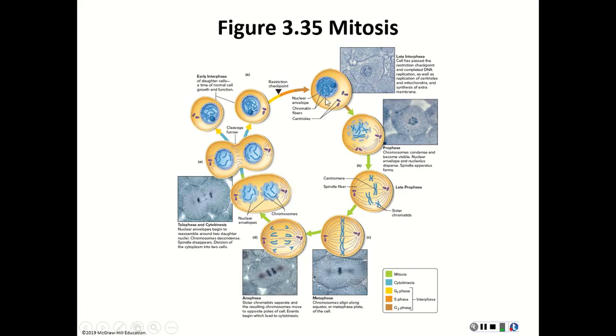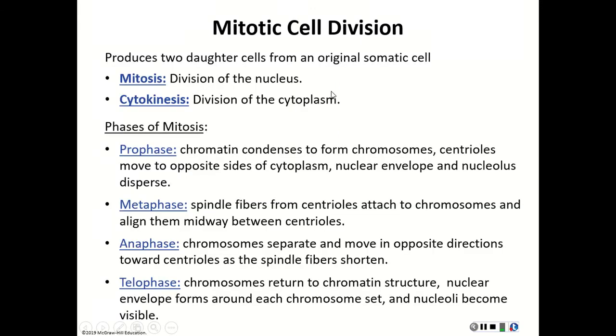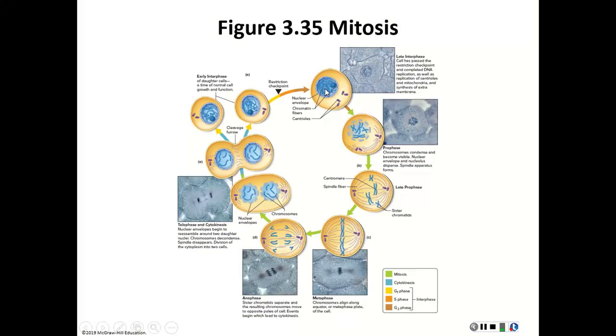So in prophase, what happens is that the chromatin that is kind of entangled inside of the nucleus is going to condense to make these X-shaped chromosomes. And then you see here that the nuclear envelope starts to disappear. So this is what happens during prophase.